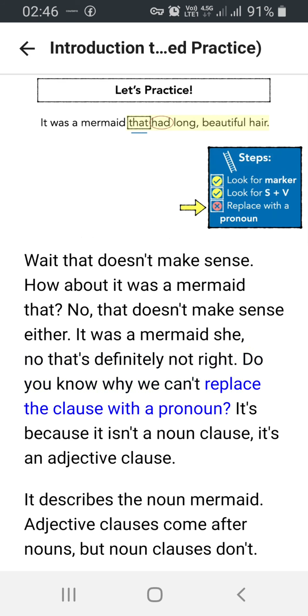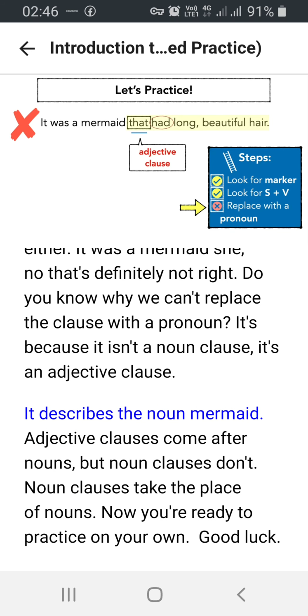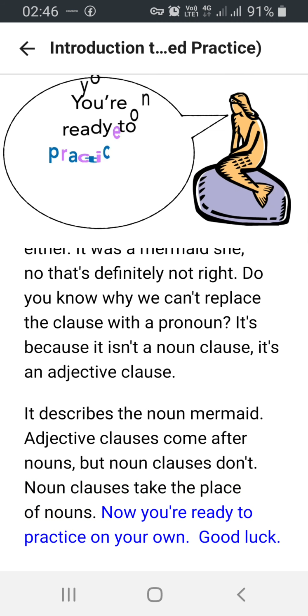Do you know why we can't replace the clause with a pronoun? It's because it isn't a noun clause. It's an adjective clause. It describes the noun mermaid. Adjective clauses come after nouns, but noun clauses don't. Noun clauses take the place of nouns. Now you're ready to practice on your own. Good luck!